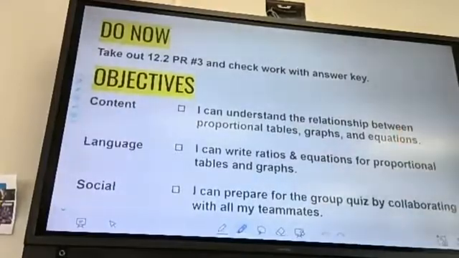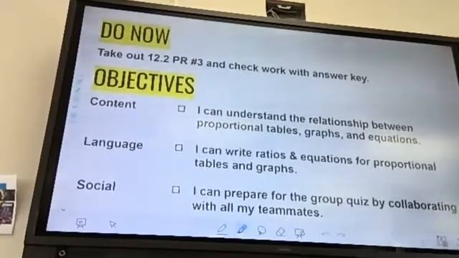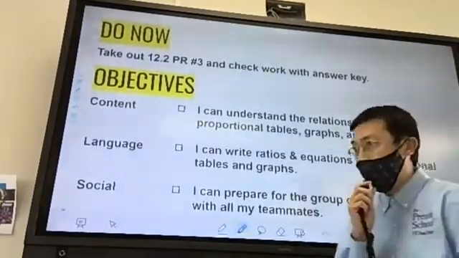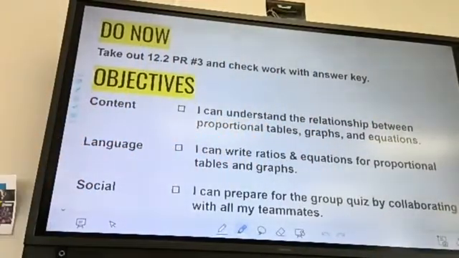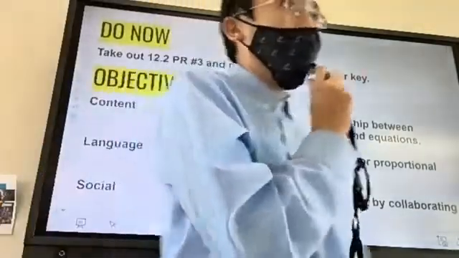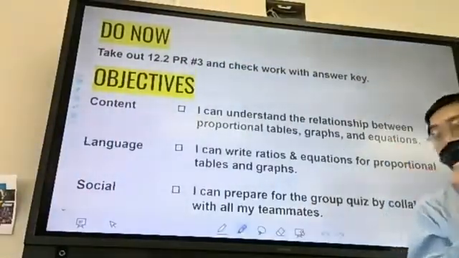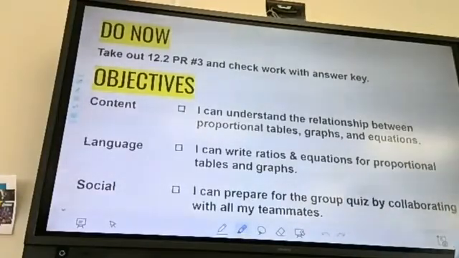Our objectives today include the following. I can understand the relationship between proportional tables, graphs, and equations. Language is I can write ratios and equations for tables and graphs. And social is I can prepare for the group quiz by collaborating with all my teammates. The group quiz will be happening on Wednesday and Thursday.